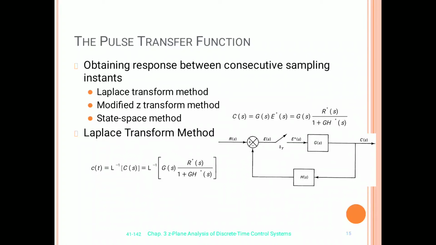So for obtaining the response between the consecutive sampling instances, there are various methods: Laplace transform method, Z transform method, and the state space method. In this particular session, we have studied the pulse transfer function using the Z transform method.